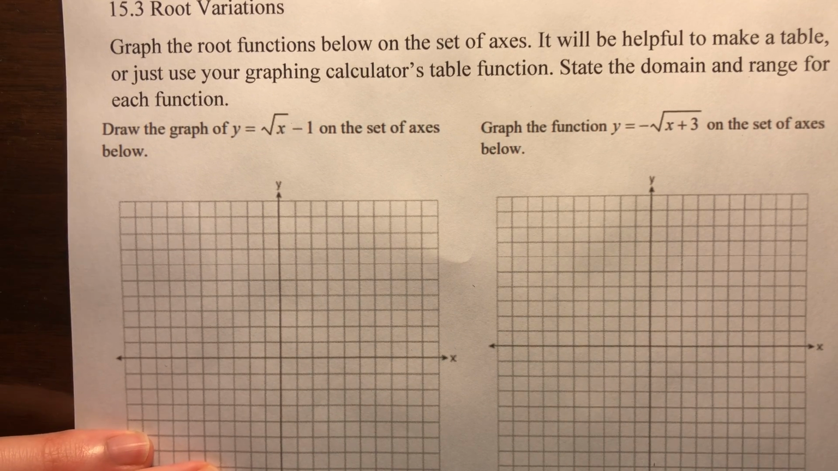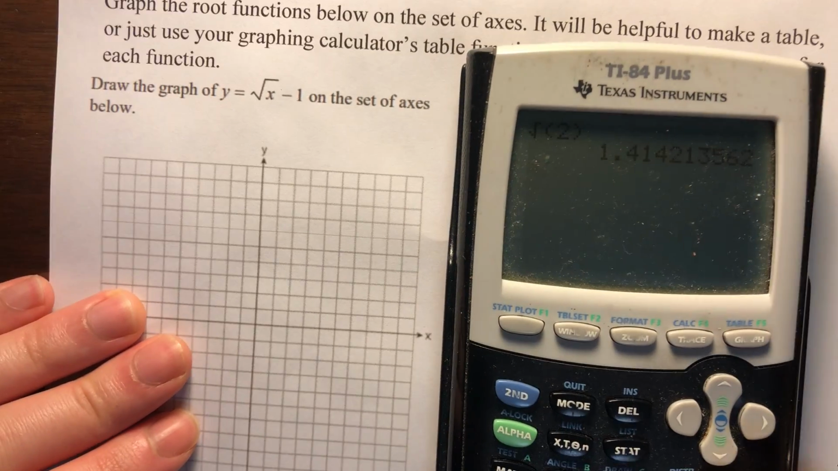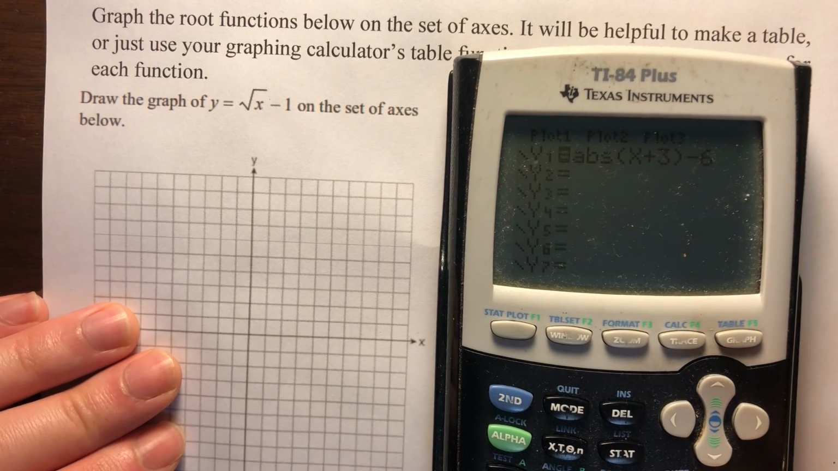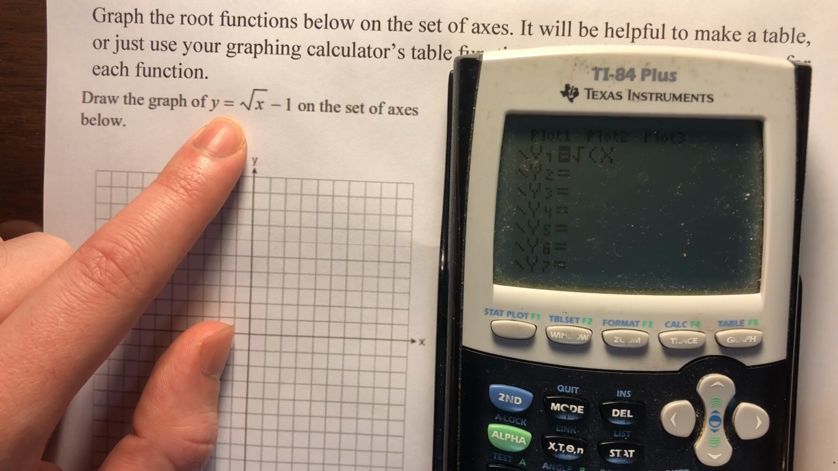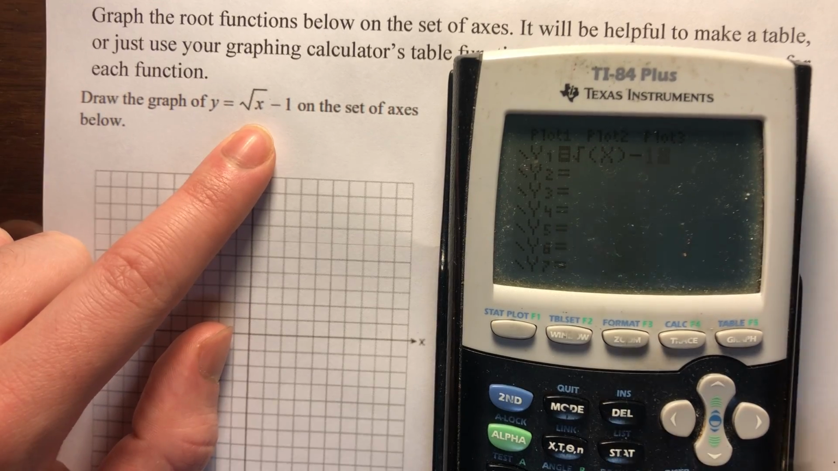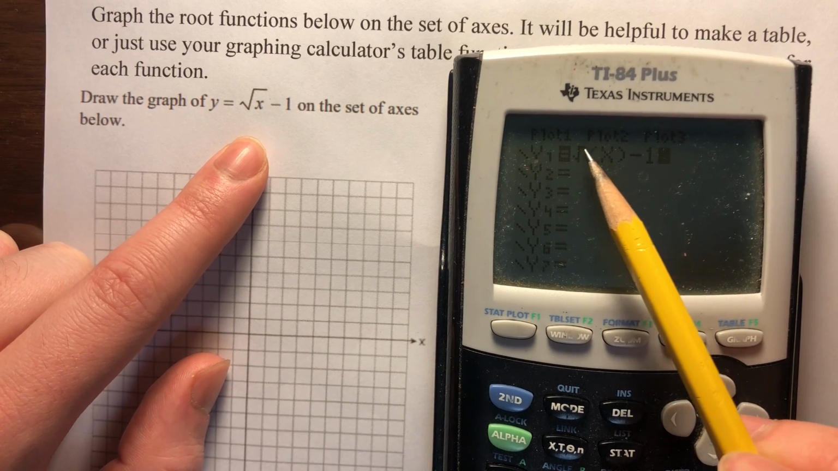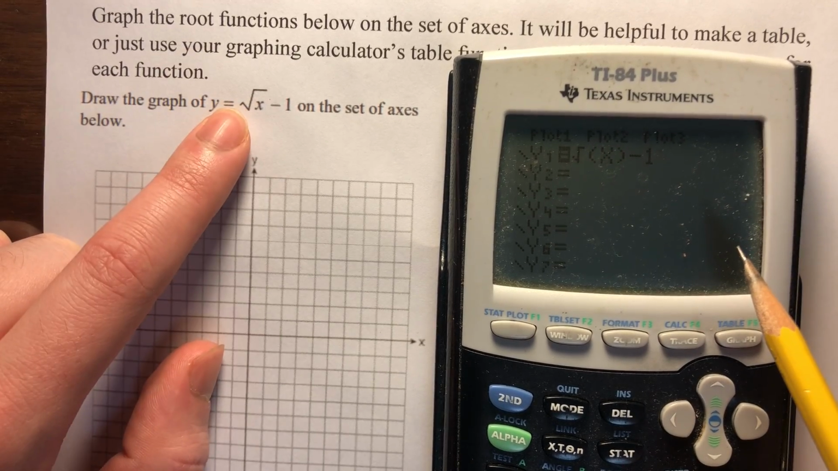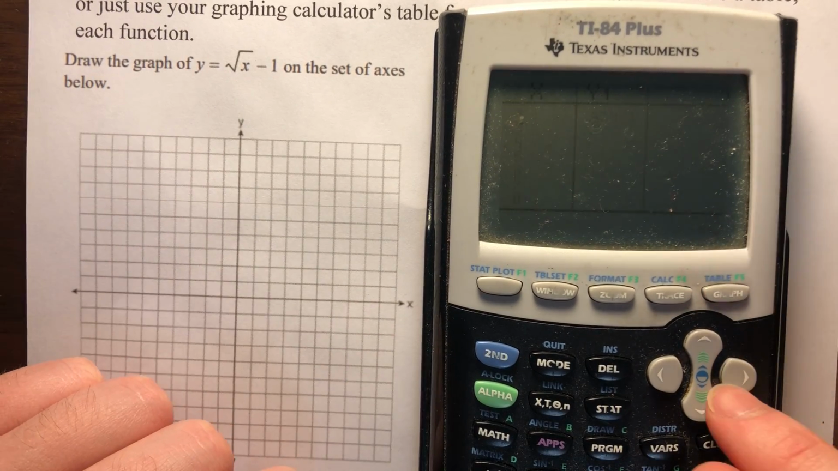Just to remind you, I'm not going to use my calculator because I think it's good practice to just do it by hand. But for those of you watching at home, you can go to y equals radical x minus 1. And it's very important that that minus 1 comes outside the parentheses. If your calculator doesn't actually make the whole square root, you have to close the parentheses after the radical is finished. To get the table, we press second graph.